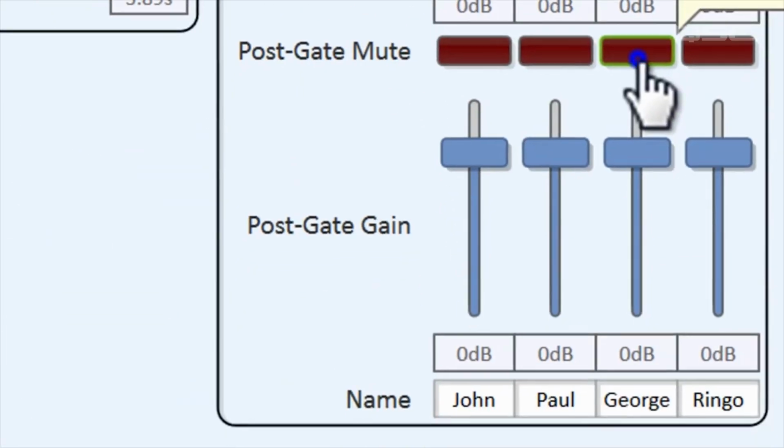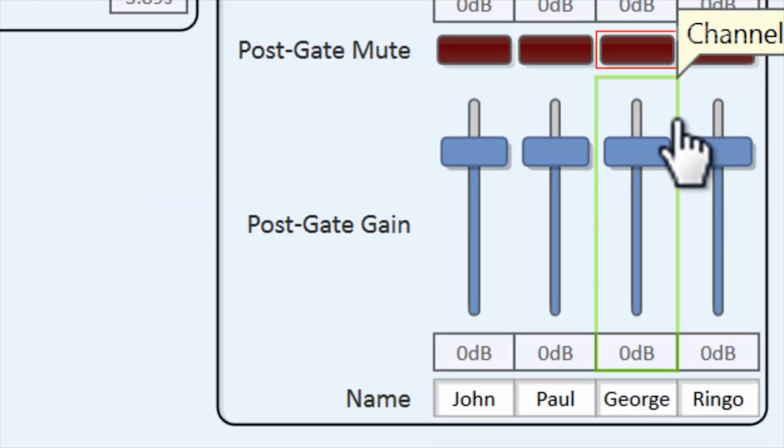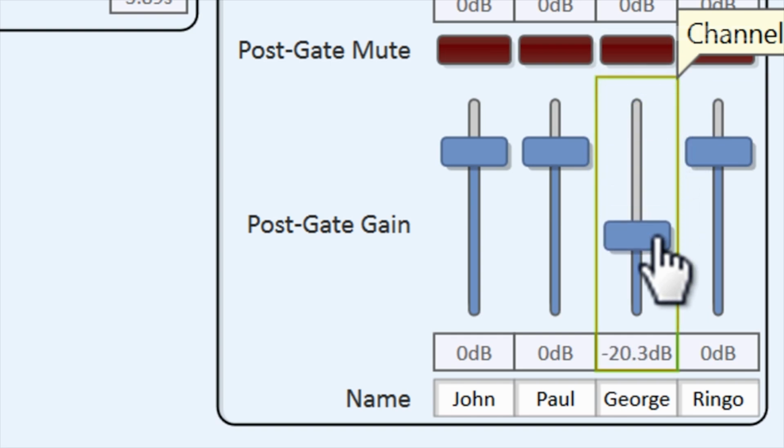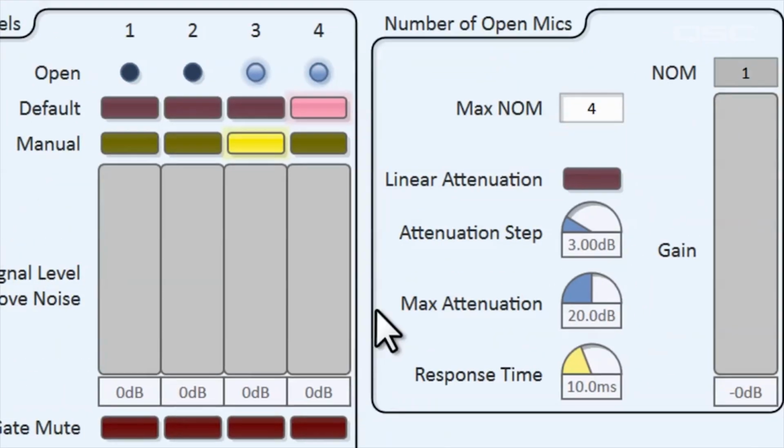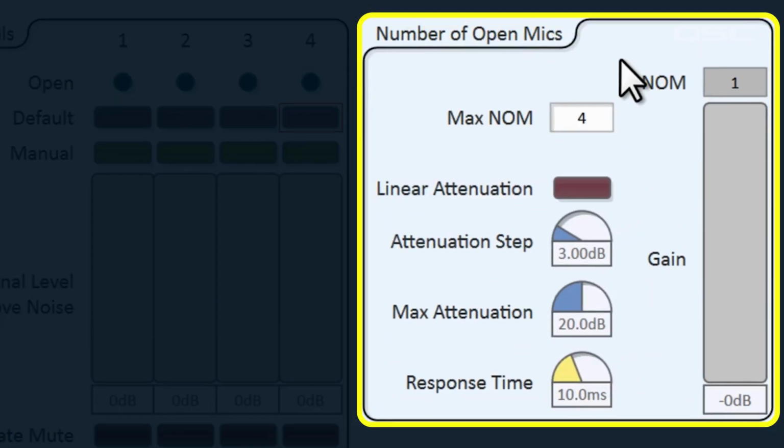At the bottom of this section, you can mute or adjust the gain of each channel. Keep in mind that this is post-gating, so raising the gain here will not increase a channel's ability to reach its threshold. The next section is the number of open mics.